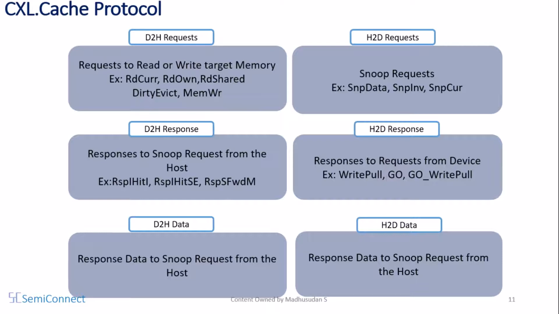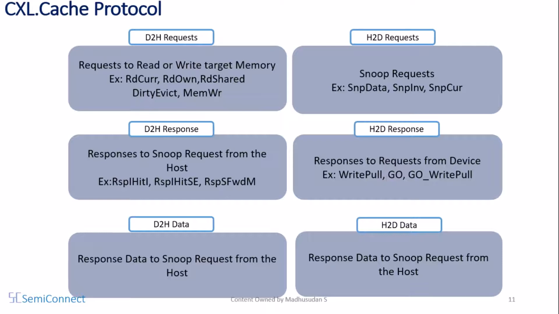And then you have the H2D request, that is nothing but the request coming from the host towards the device. These are all snoop requests. As we saw earlier, these snoop requests change the state of the cache lines inside the devices. It could be a snoop data, or a snoop invalidate, or a snoop current. For example, a snoop invalidate from the host will invalidate that cache line inside the device, and the state of that cache line will be marked as invalid. So this is what happens when you get the snoop request.